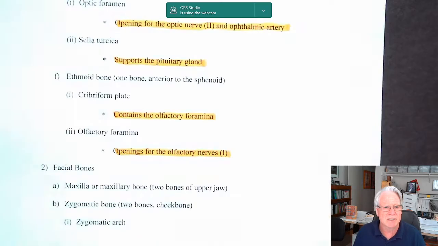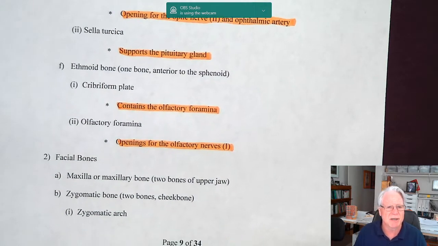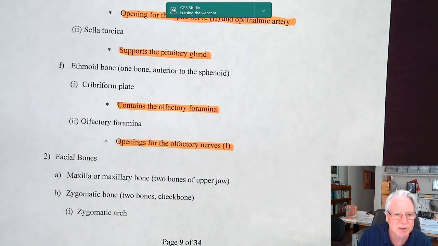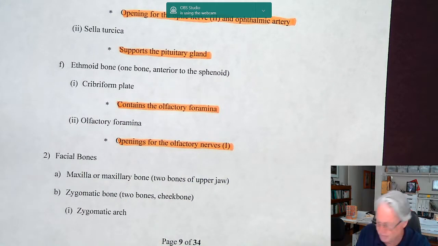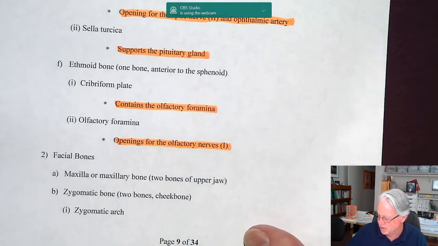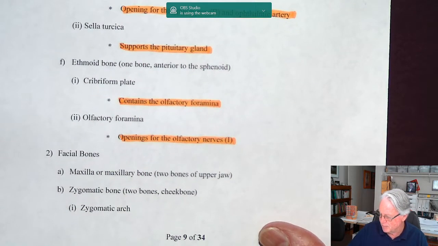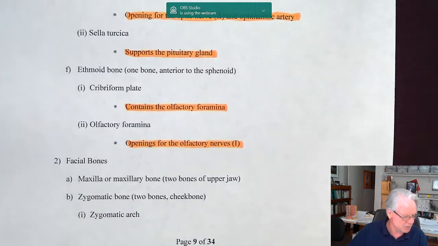Let's do the facial bones. We're going to do, starting with the maxilla or maxillary bones, and then we're going to do the zygomatic bone. And looks like I'm missing some. That's page 9. And then the nasal bone, the palatine bone, and the mandible. And then we do the fetal skull, and we'll be done with this presentation. Starting with the facial bones, then we'll start and look at the maxillary bones.